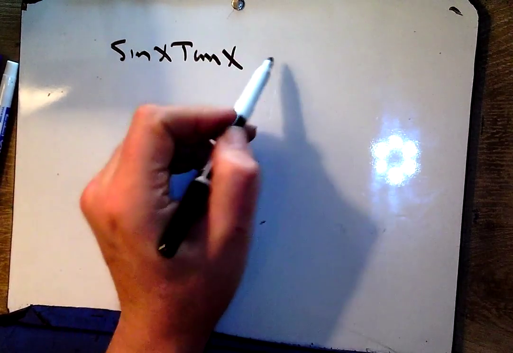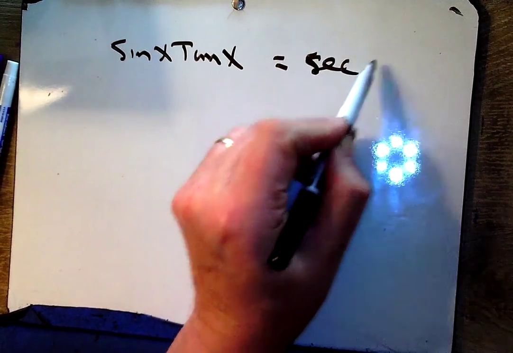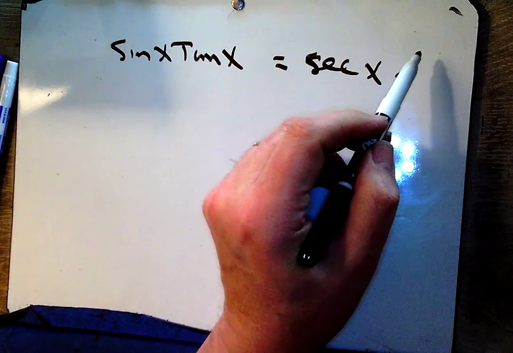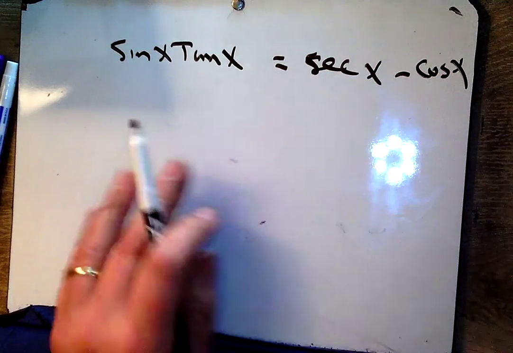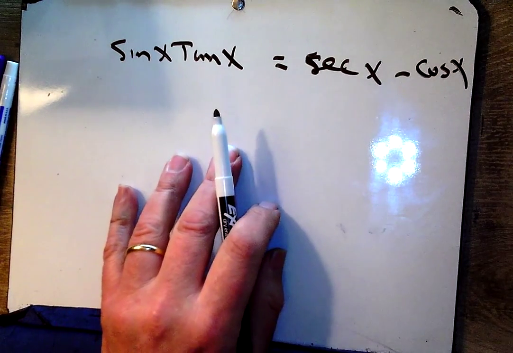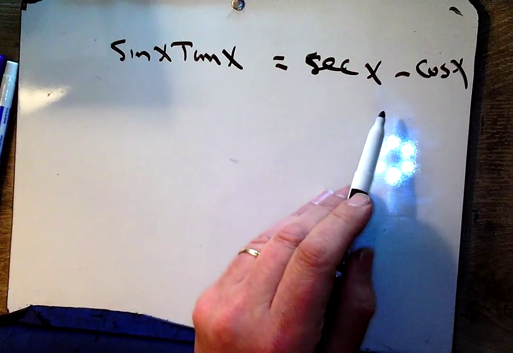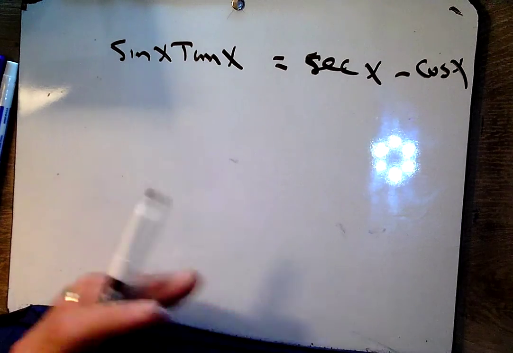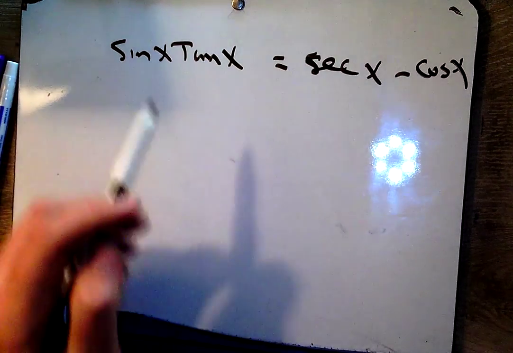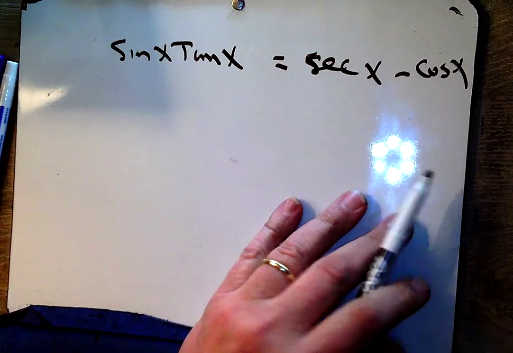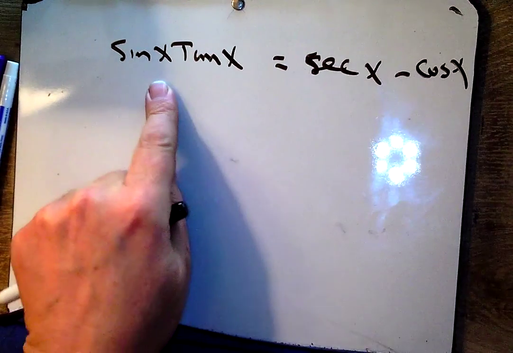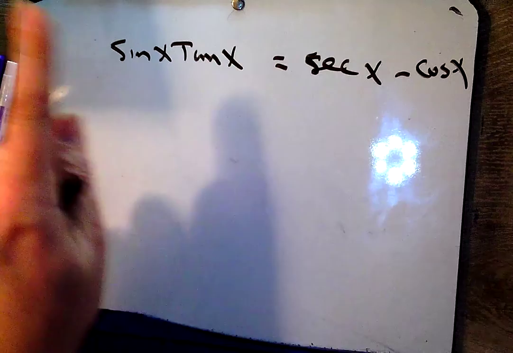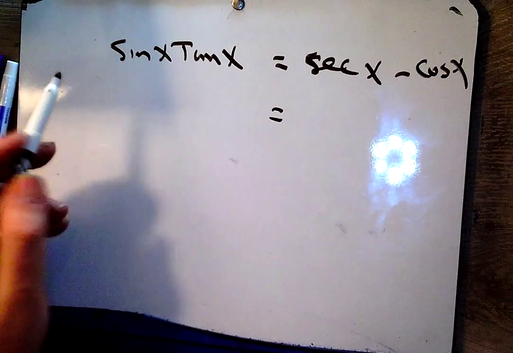All right, how about this one? Sine x tan x equals secant x minus cosine x. Okay, so what can you do here? You're going to work this side or you're going to work that side. I kind of want to work this side because this has 2 things and this only has 1. But no, we could do the left. Maybe we should do both.